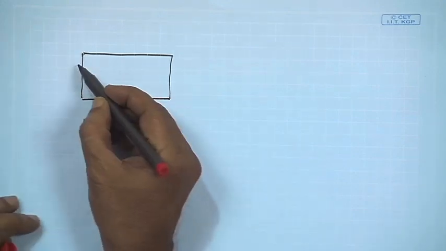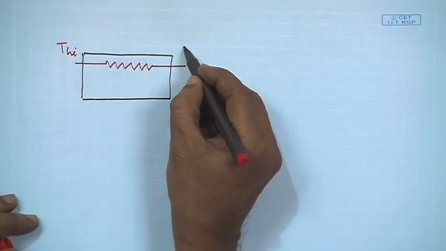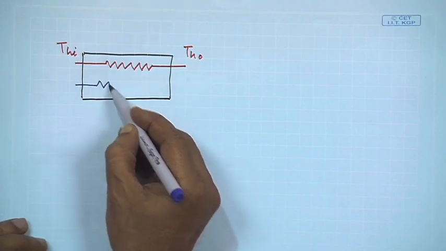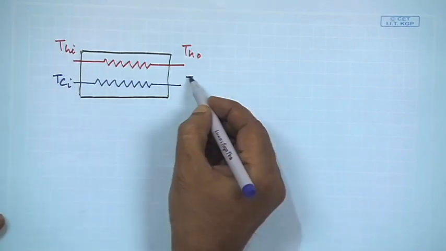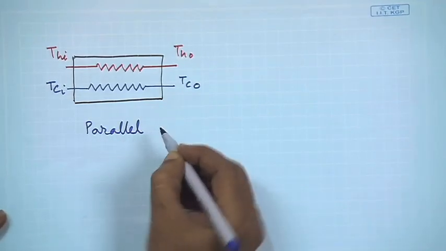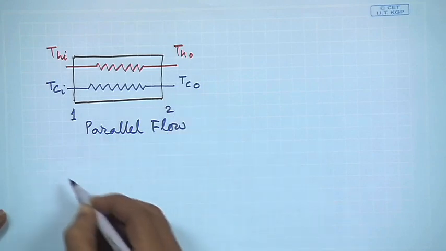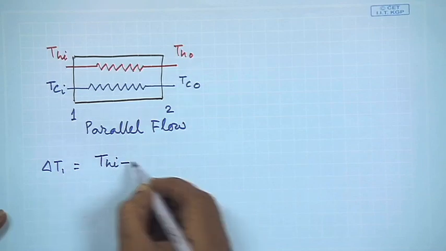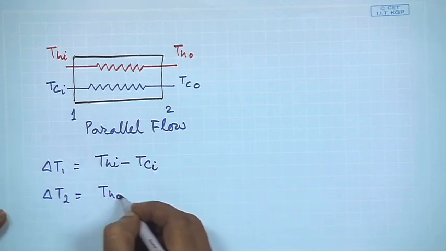So, let us say these are two arrangements. This is THI, THO, and then there is TCI, TCO. This is parallel flow. This side is end 1, this side is end 2, and delta T 1 is equal to THI minus TCI, delta T 2 is equal to THO minus TCO.